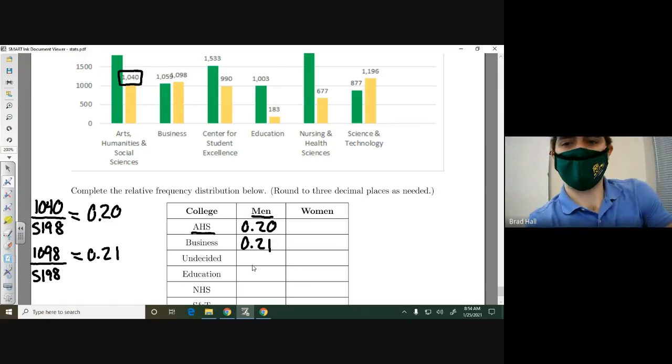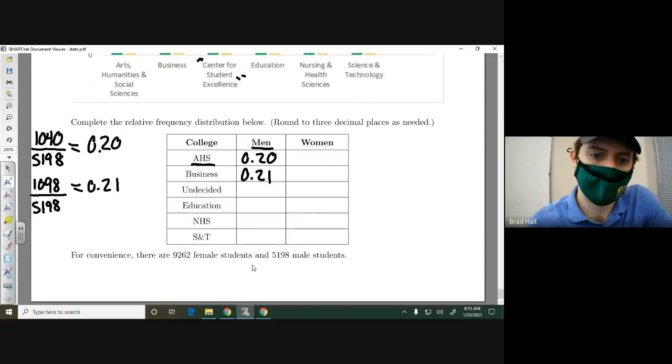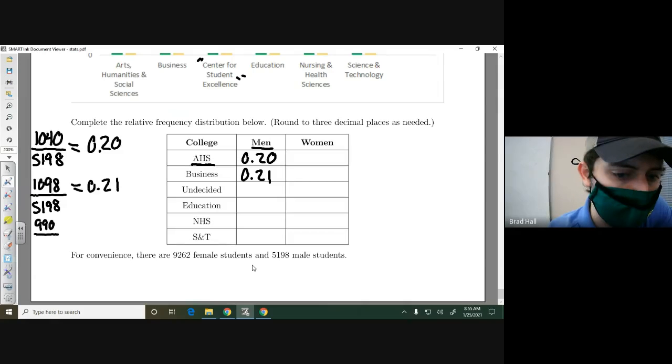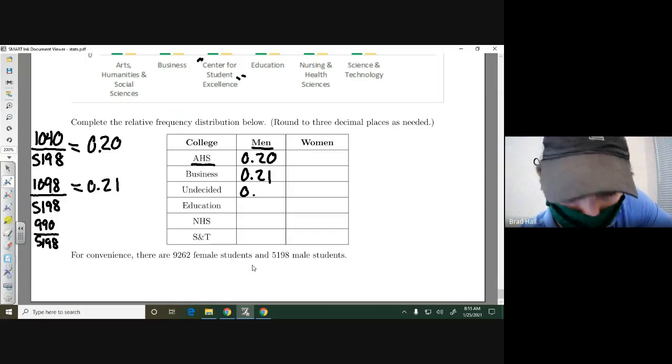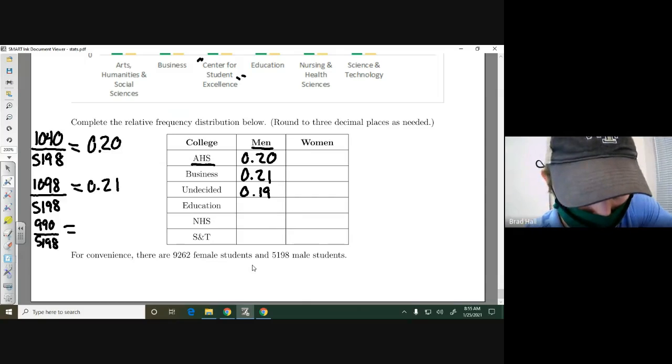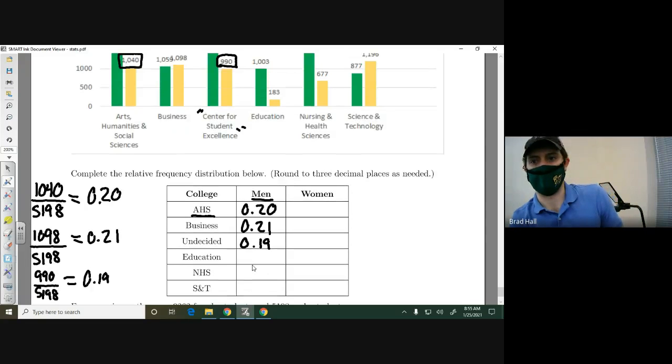And when they say Center for Student Excellence, that means undecided. That's their fancy way of saying if you're undecided. So let's see, we have 990 undecided men. 990 divided by 5198 is 0.19. And we can figure out the rest of them pretty quickly.